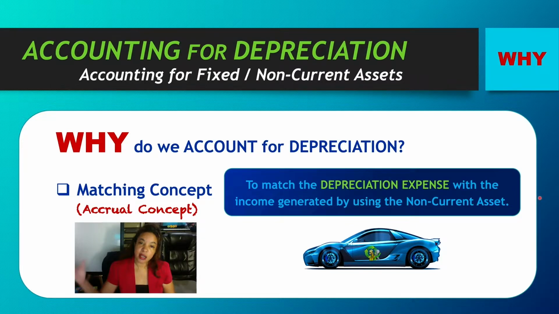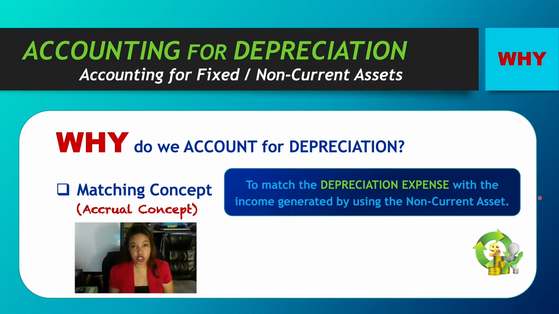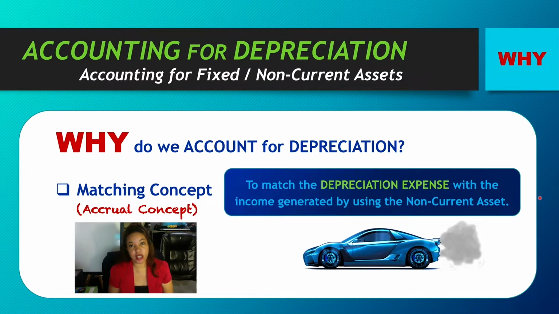So the income that is generated by using the car, for example, as you saw there, that income has to be matched with the depreciation or the reduction in the value of the car, because we are using it during that period to generate the revenue.